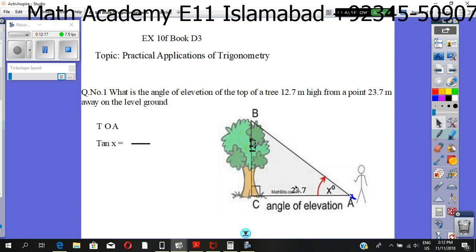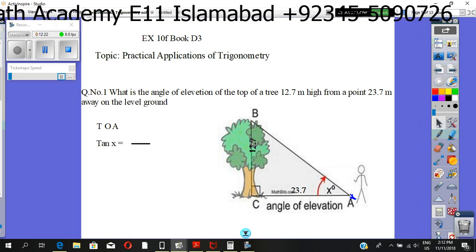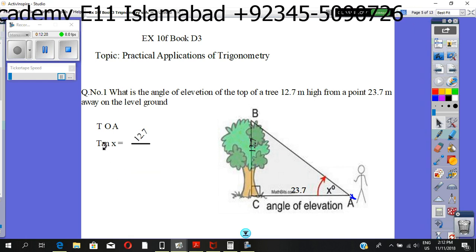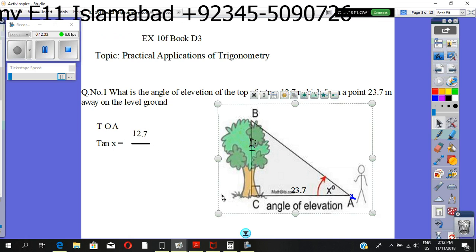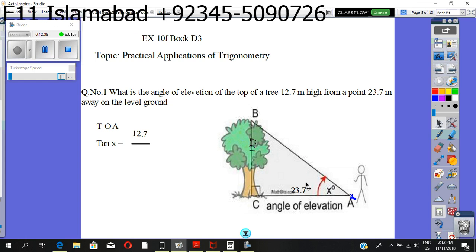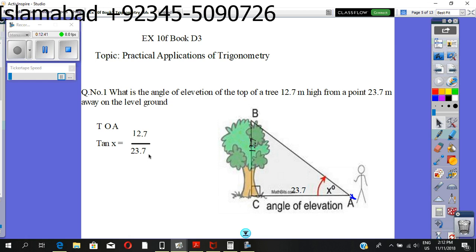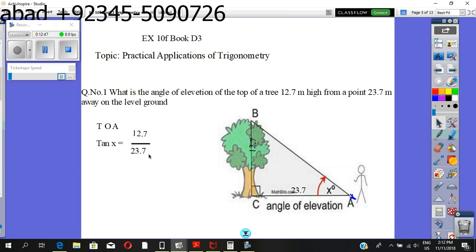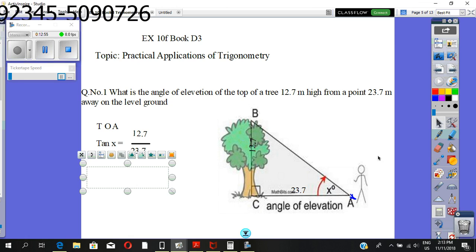Let's check the opposite. The opposite of x is 12.7, so we write 12.7 over the adjacent, which is 23.7. After accurately putting the sides, we're supposed to find x, not tan x.